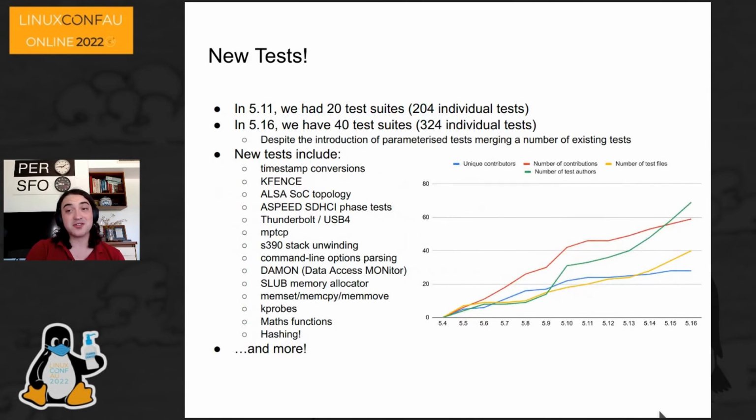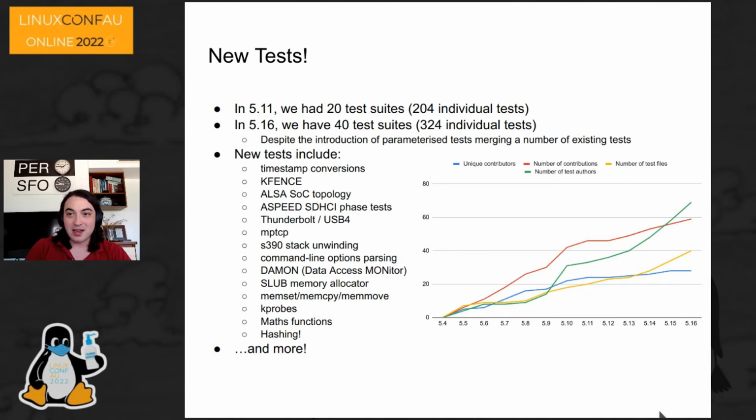Finally, there are a bunch of new tests. This is always my favorite slide. In the last year, we've doubled the number of test suites in KUnit. In 5.11, we had 20. In 5.16, there are 40. From 204 individual tests to 324. And this is despite the fact that the parameterized test feature that was merged at the end of 2020 now has basically merged a bunch of other tests. So the number went down before it went up.